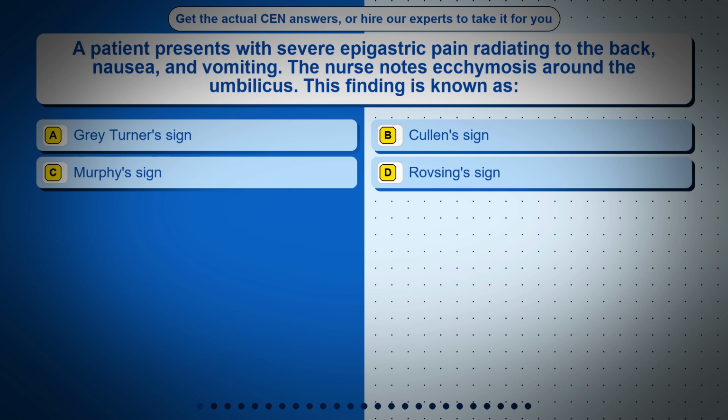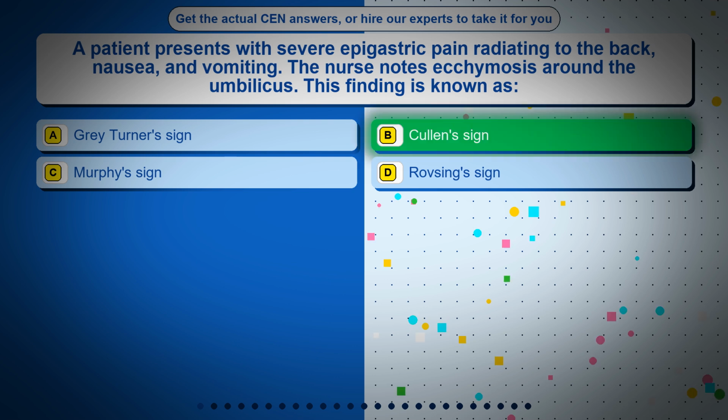Question 1. A patient presents with severe epigastric pain radiating to the back, nausea, and vomiting. The nurse notes ecchymosis around the umbilicus. This finding is known as Option A, Gray-Turner sign, Option B, Cullen sign, Option C, Murphy's sign, Option D, Kehr's sign. The correct answer is Option B, Cullen sign.